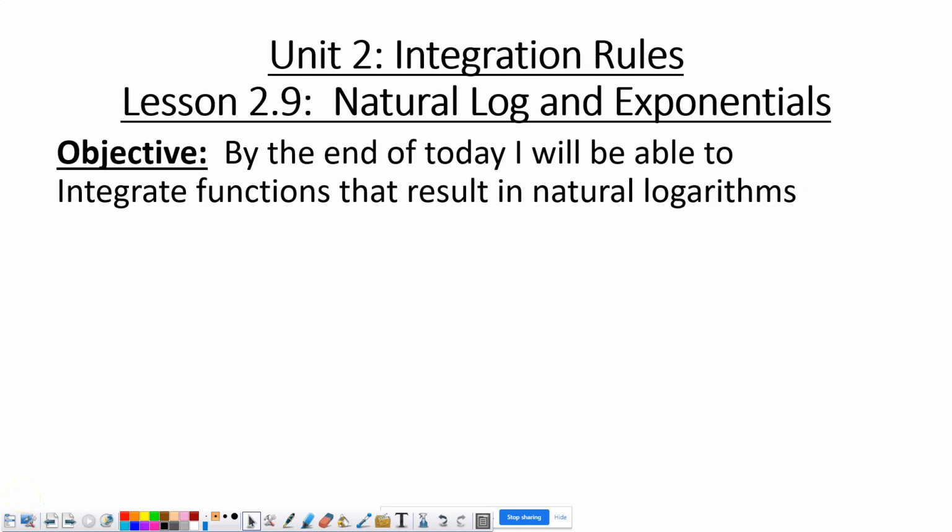Alright guys, welcome to lesson 2.9. We're going to be talking about integrals that result in natural log functions today.